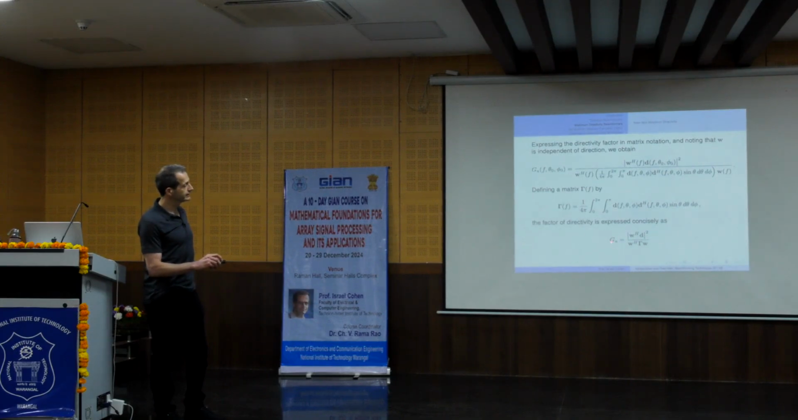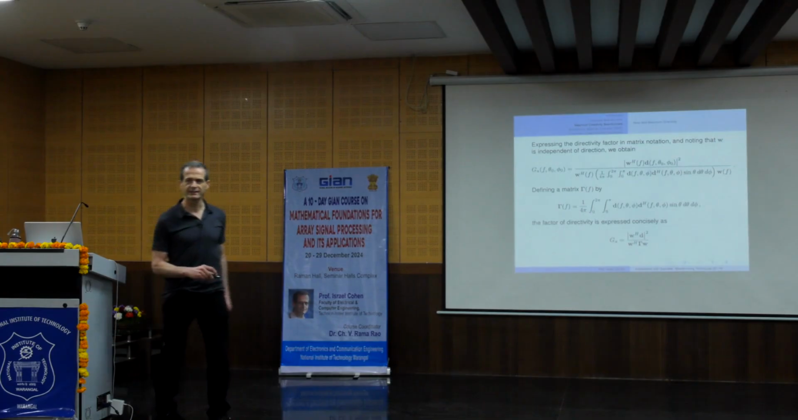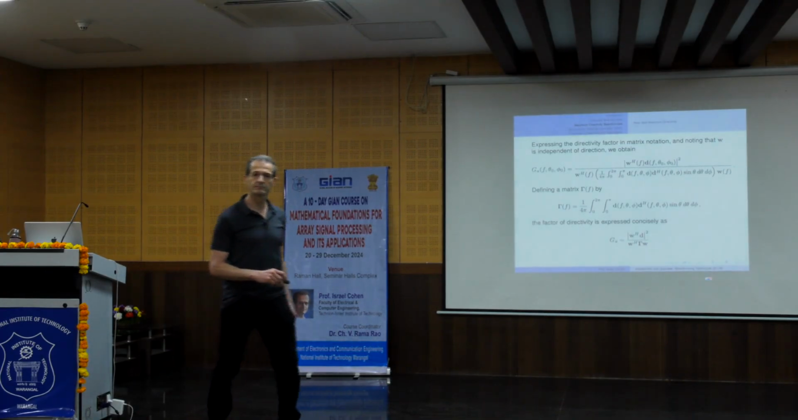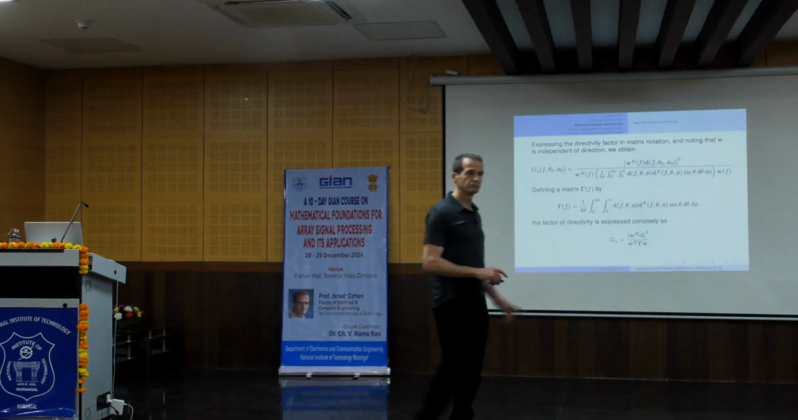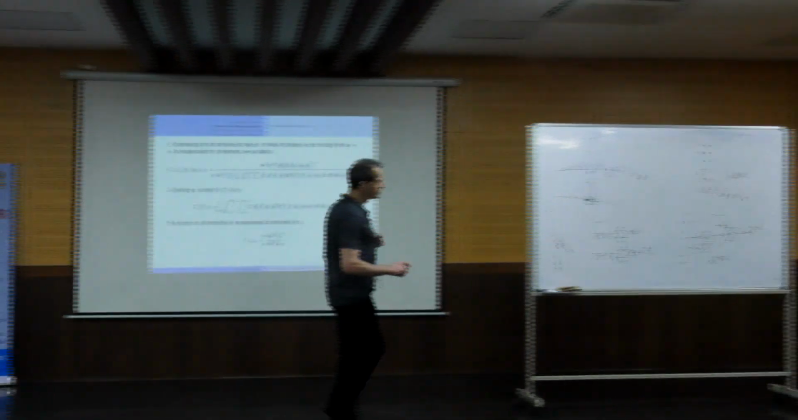We want the directivity, which we want to maximize. We wrote it as a function of W and other things which are independent of W. But we know them. This is the steering vector or propagation vector for the desired direction. And this is gamma, which we know how to compute. So how do we maximize this? Of course, we can maximize this. Is it sufficient? What does it mean that we maximize this?